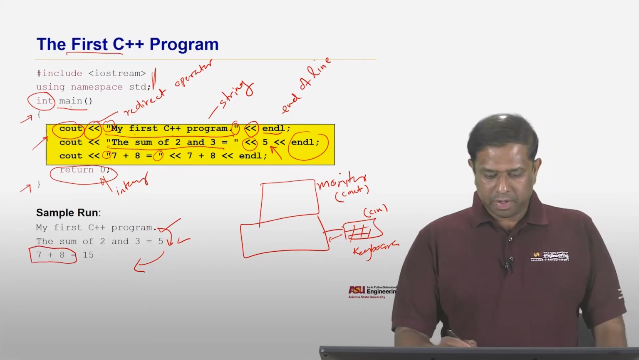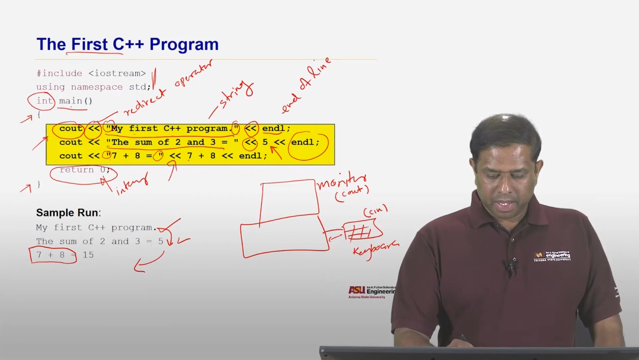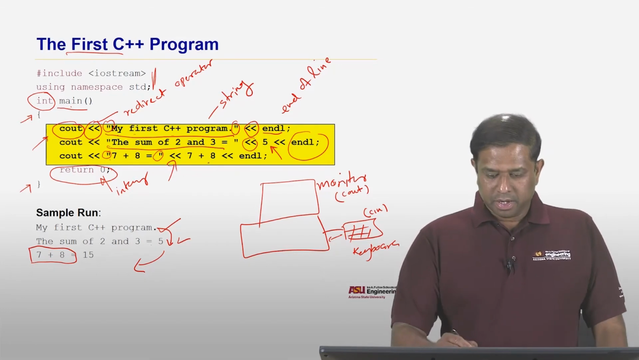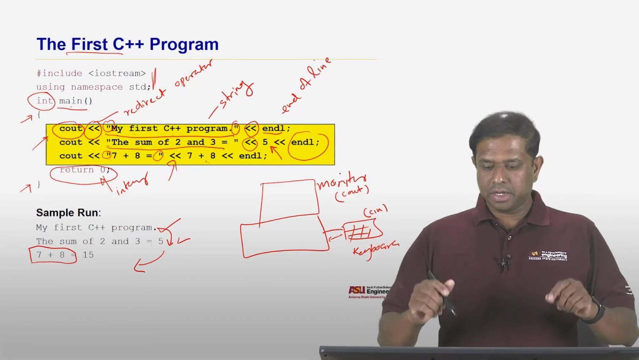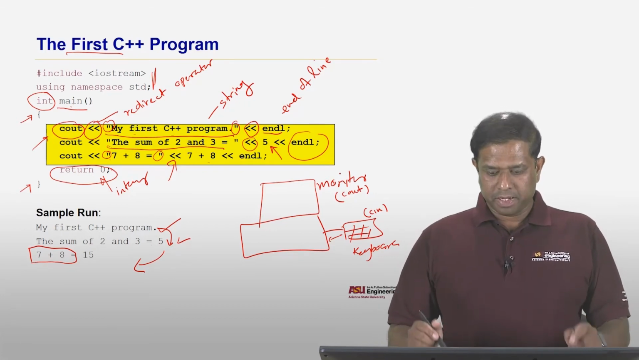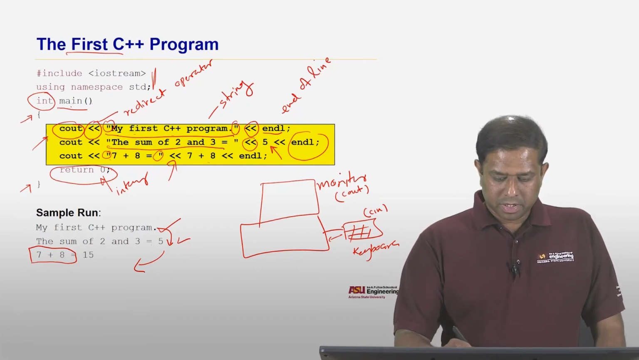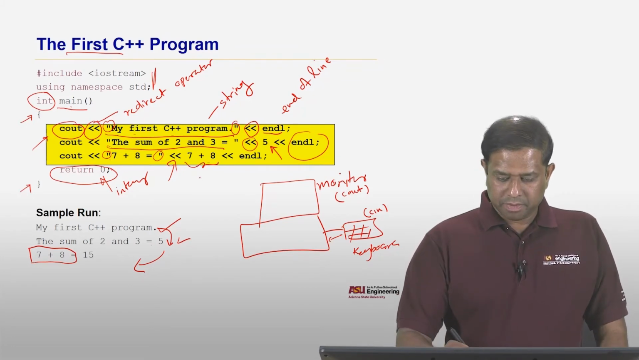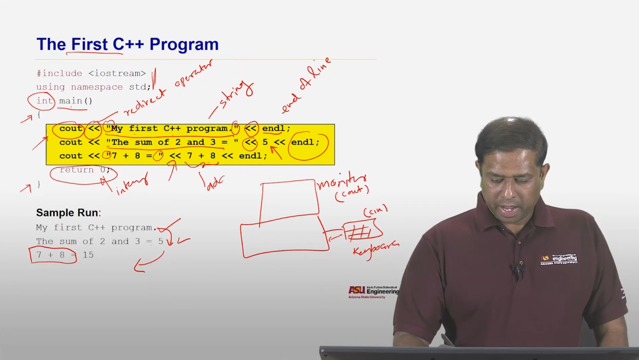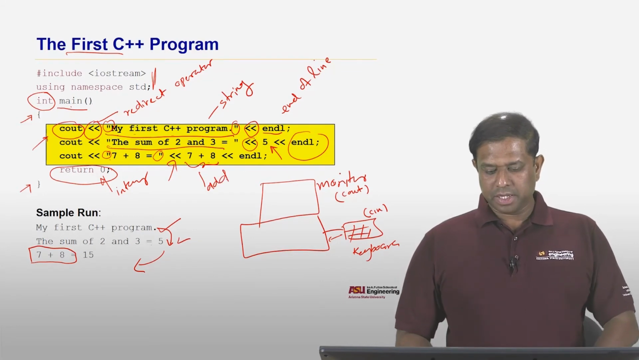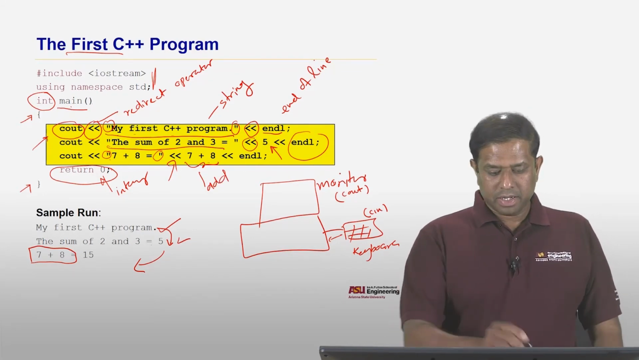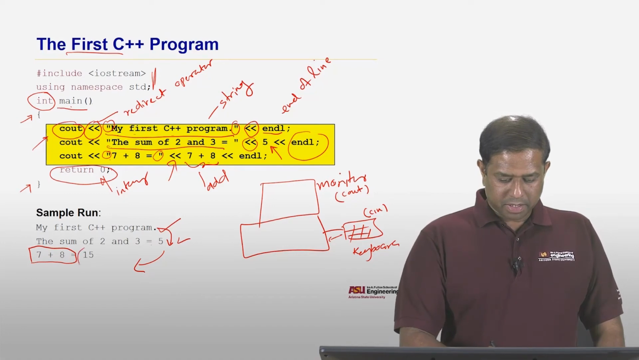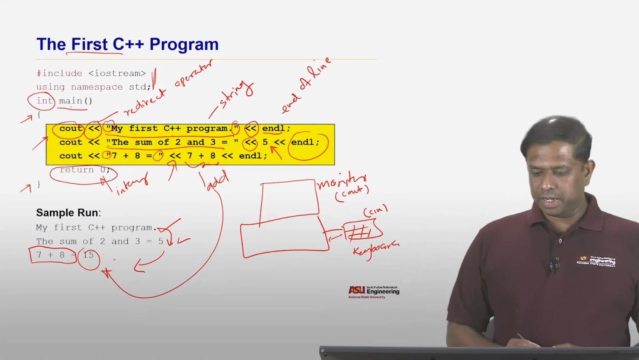Now after that, however, after this redirect, we have 7 plus 8. Now this 7 plus 8 is not within double quotes. Since it is not within double quotes, this will be an arithmetic addition. So then we will first add these two numbers and then send the results into the cout, right? So because of that, we'll get 15. So that's the arithmetic addition we are doing in here, all right?